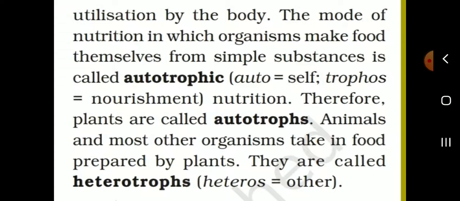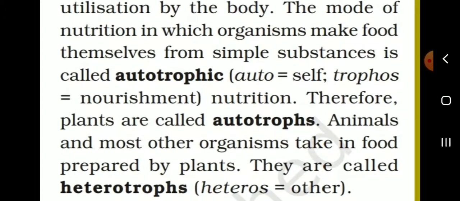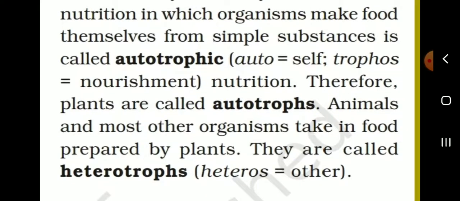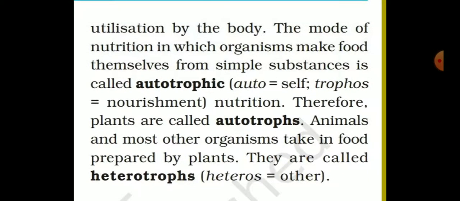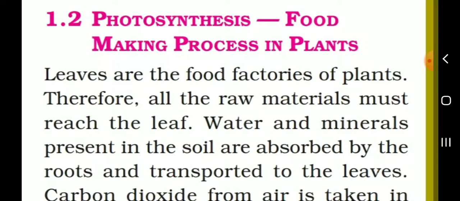The mode of nutrition in which organisms make food themselves from simple substances is called autotrophic. Auto means self, troph means nourishment. These plants are called autotrophs. Then heterotrophs: animals and most other organisms take food prepared by plants. That is called heterotrophs. Hetero means other, auto means self. That is the main difference.